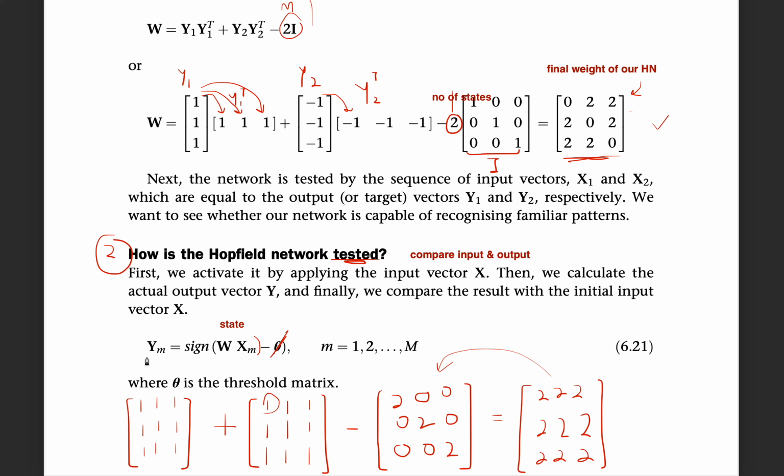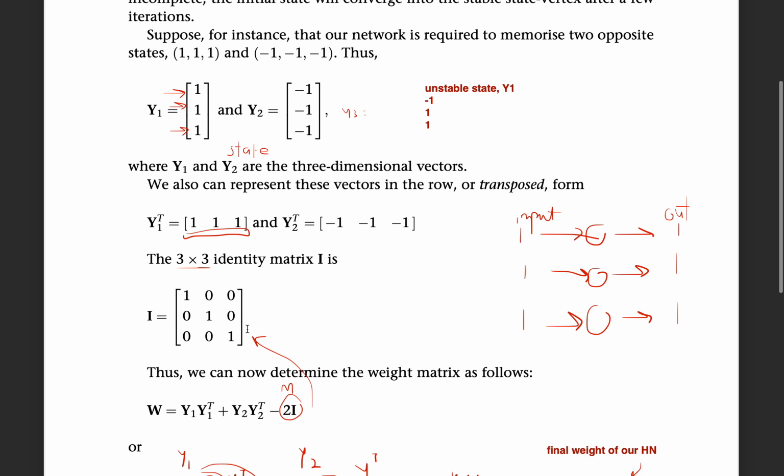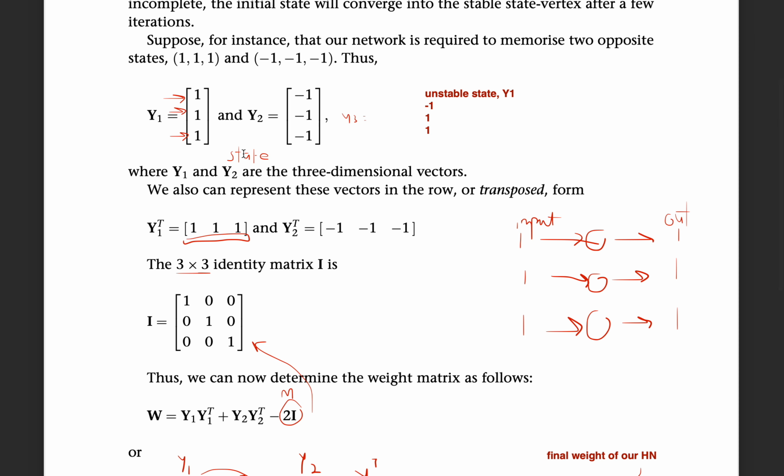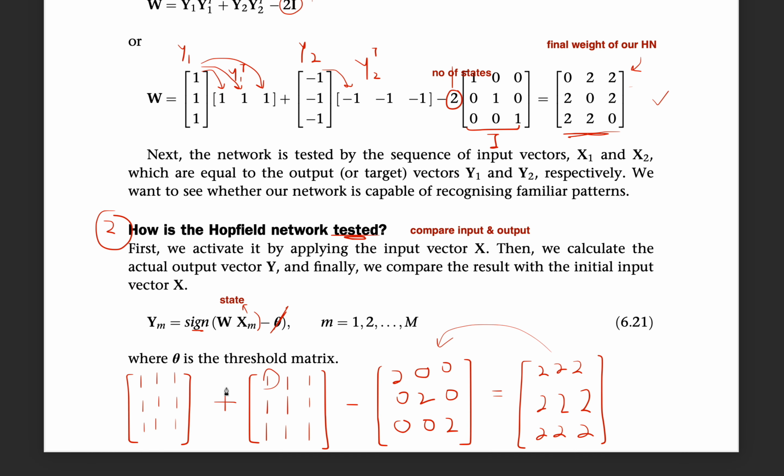So here we have ym is equal to sign. As I said just now, in Hopfield we only use the sign activation function. Then in the bracket, weight times input or state. The state is the y1 and y2 we had earlier. So y1 and y2 is the state. Inside the sign bracket: weight times state minus theta. So this is the state, this is the weight.